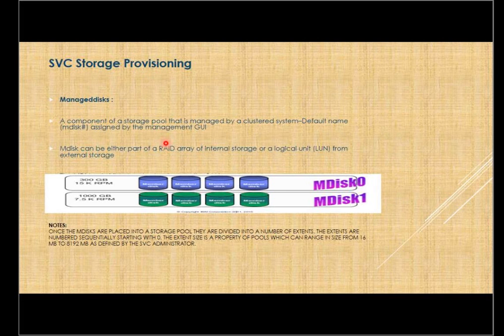Now, as we discussed before, we also have internal storage. Whatever internal storage and expansion enclosures we have, we create a RAID set or RAID array on top of it. For example, we combine 8 drives together and create a RAID array. When we scan that RAID array at the SVC level, that is also recognized as an MDisk. So in the case of an external storage subsystem, those LUNs are recognized as MDisks. In the case of internal storage, those RAID arrays are recognized as MDisks. So this is about MDisk. MDisk essentially means a managed disk.